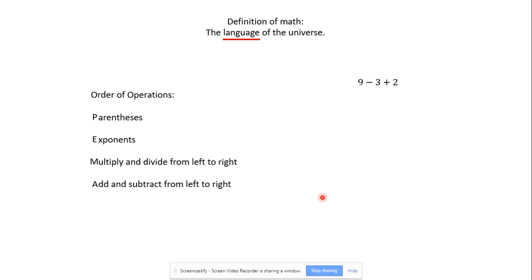9 minus 3 plus 2. All right, do that one really quick. Are you done? All right. So, 9 minus 3 plus 2. People are like, well, you add first, so that's 3 plus 2 is 5. No, you have to subtract.